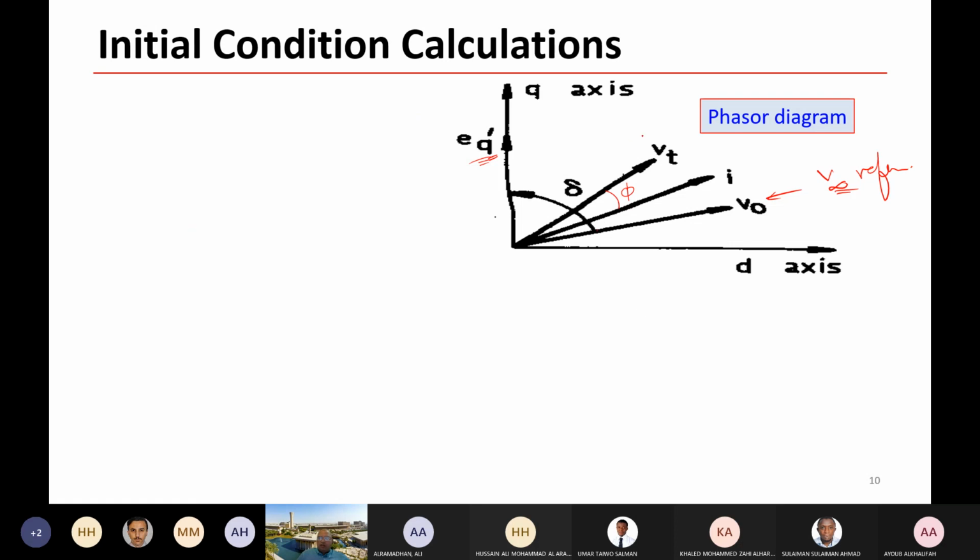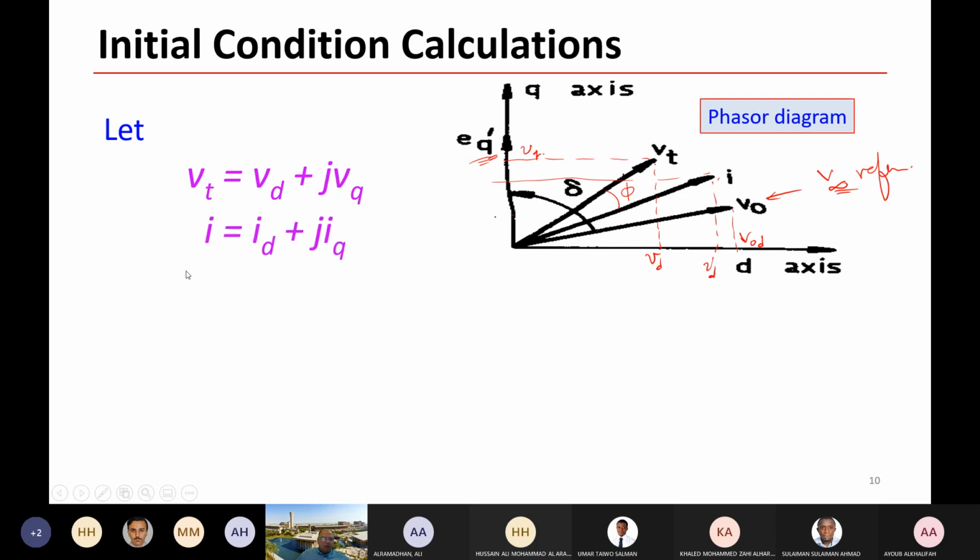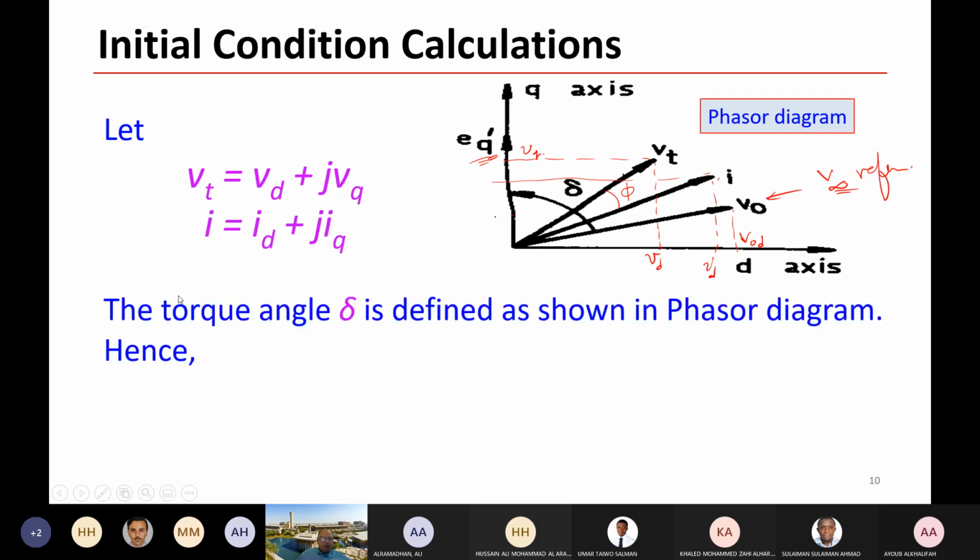Of course, you can have VD and VQ components. You can have ID and IQ components, V infinity D or V0D and V0Q components of all these voltages and the current. Okay, let VT equal VD plus jVQ, that's usually the case. I equals ID plus jIQ.